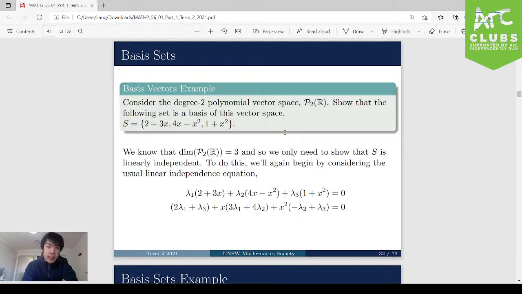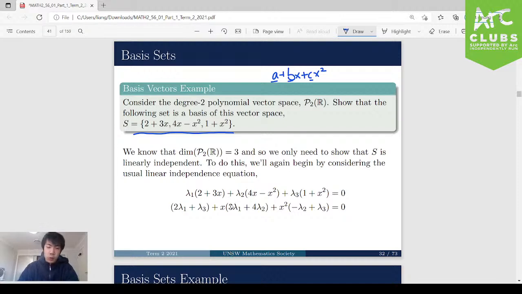Firstly, we note that S is composed of 3 elements, and that P2R is also a vector space of dimension 3, right? Because P2R would be any polynomial that looks like this. So you have 3 free parameters here, A, B, and C. So P2R is of dimension 3, and that's equal to the size of S. There's 3 elements here, and so we have already satisfied one condition, that the size of S is equal to the dimension of the vector space. We only have to now show that it's linearly independent, and then we're done.